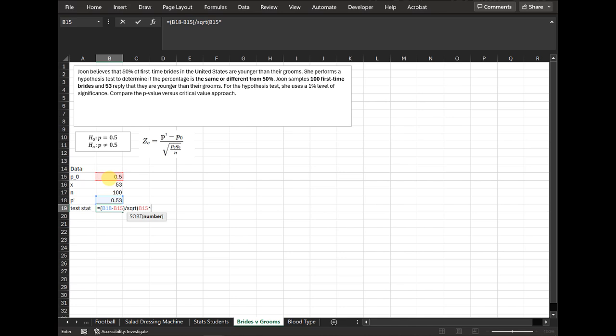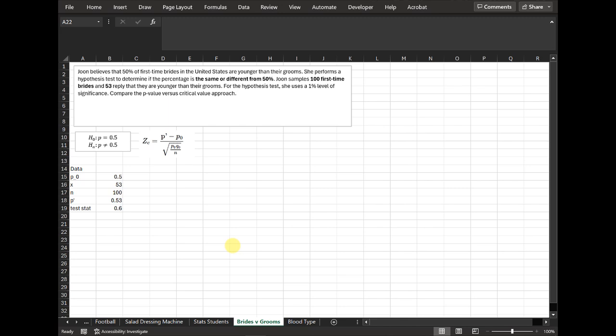Q naught is found by just taking 1 minus P naught, which in this case I know is 0.5, but I just want to stay consistent. And then I divide all of that by N. Okay, so there's my denominator for my test statistic. And so now we can get into our p-value versus our critical value approach.